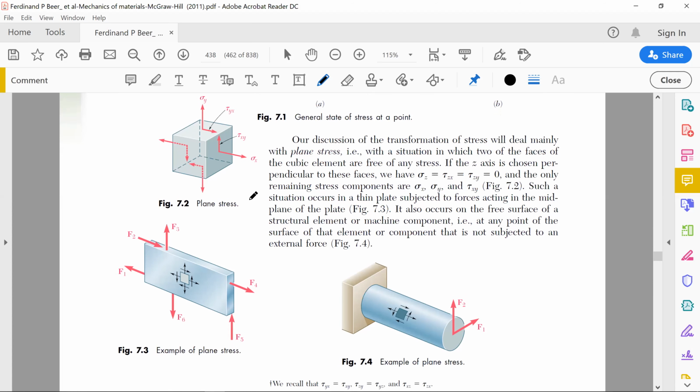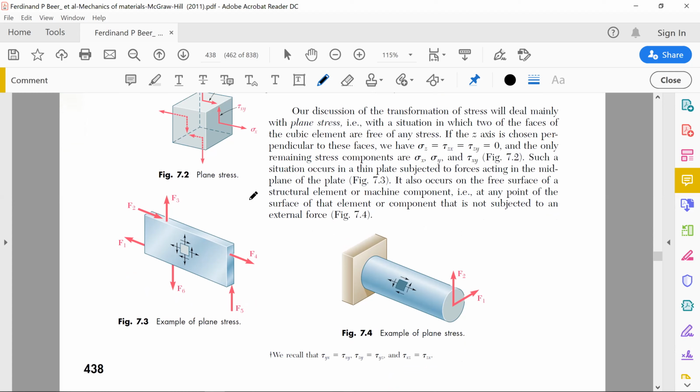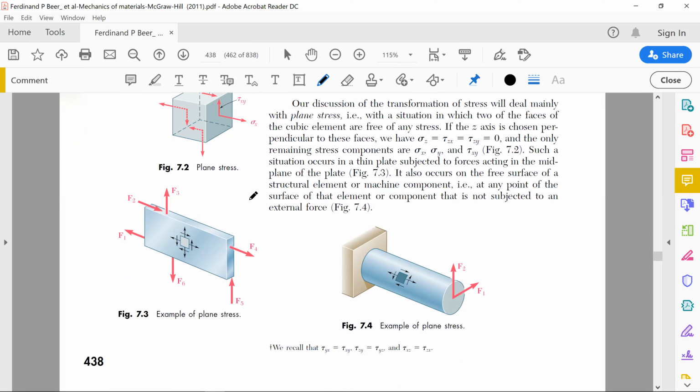Fine. So if we draw this in a simpler format, this is the most common thing which we generally draw. This is sigma x, this is sigma y, this is tau xy, and this is equal and opposite to these, right? So there is no angle involved.